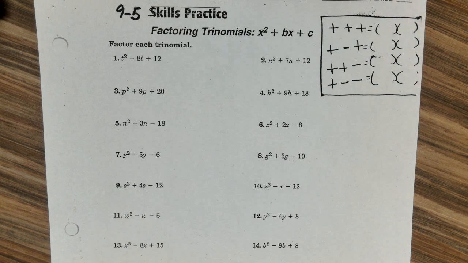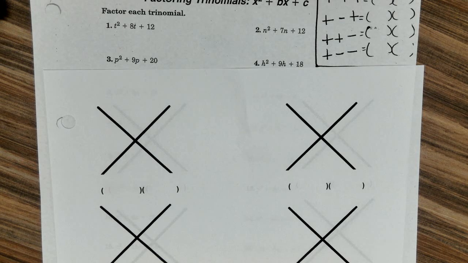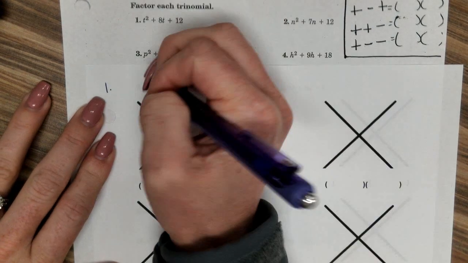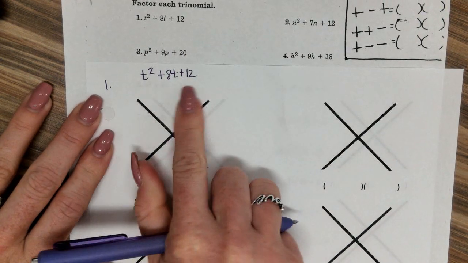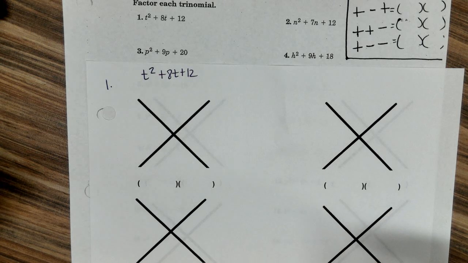Okay, you are going to do the entire front page. Why did I give you this page of x's? So that you can show the x method that I taught you without having to draw it on your own. Okay, so let's do number 1. This is what I would do. I would write t squared plus 8t plus 12. If you don't want to write that down, you don't have to. That's just who I am as a person. I would write it down.